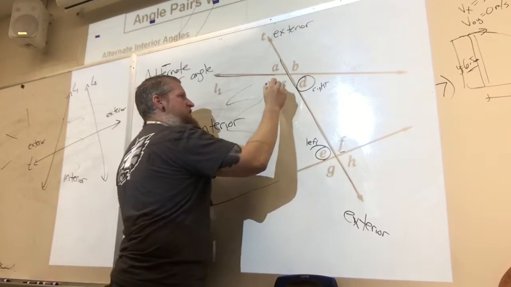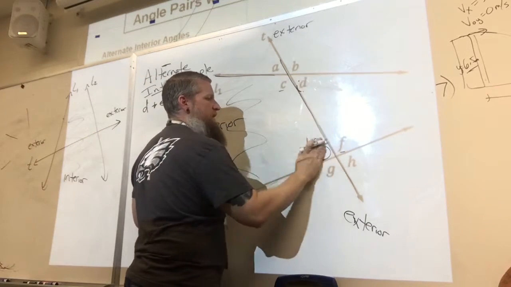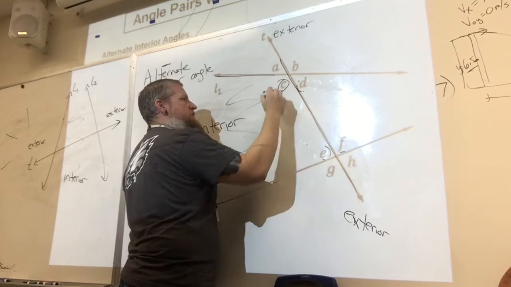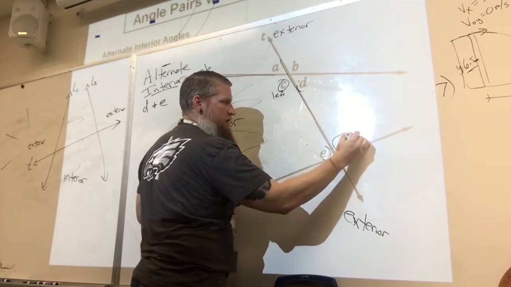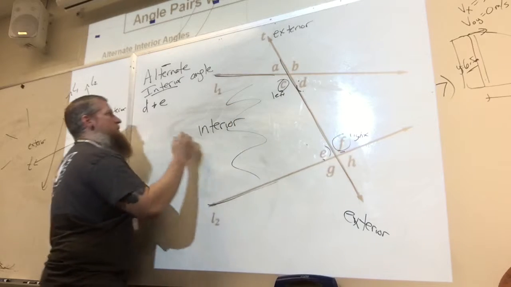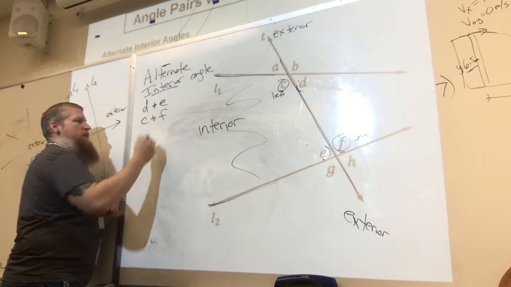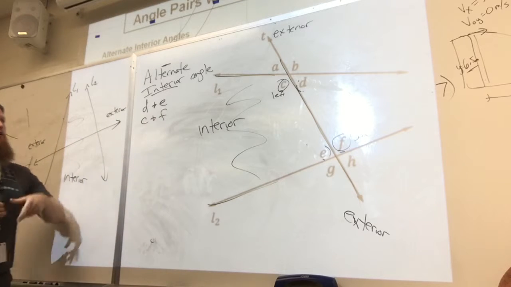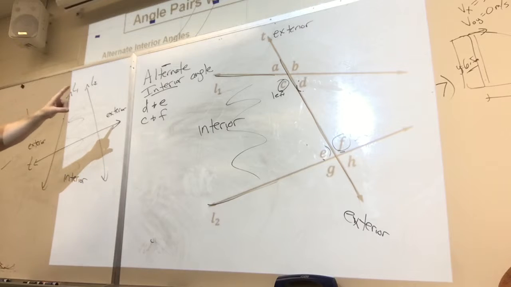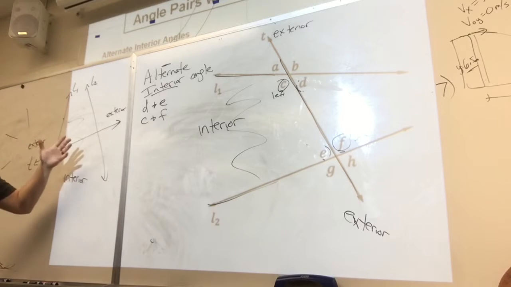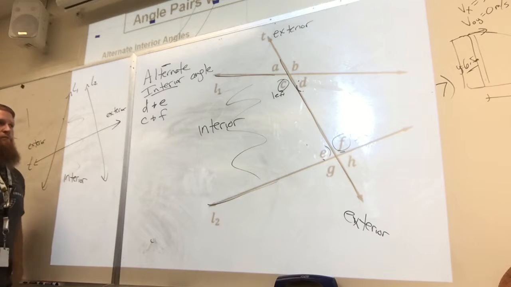And then if I match C up, same kind of idea. C is on the left side of that transversal, so I need an alternate one, which would be on the right, because it's opposite. So C and F. And again, I don't pick anything from A, B, G, and H, because they're on the exterior, not the interior.